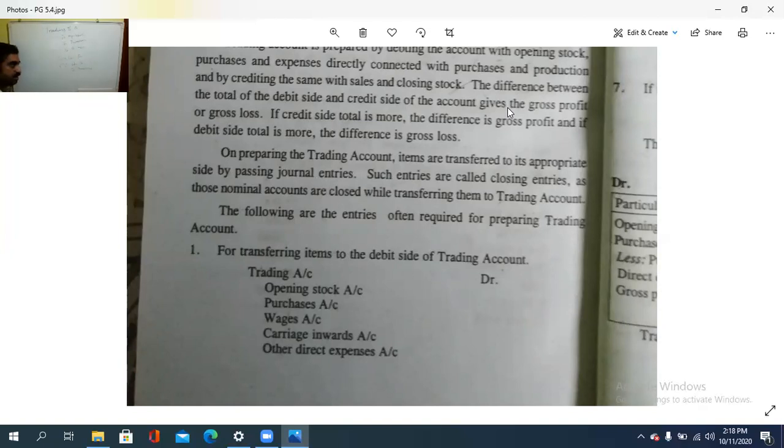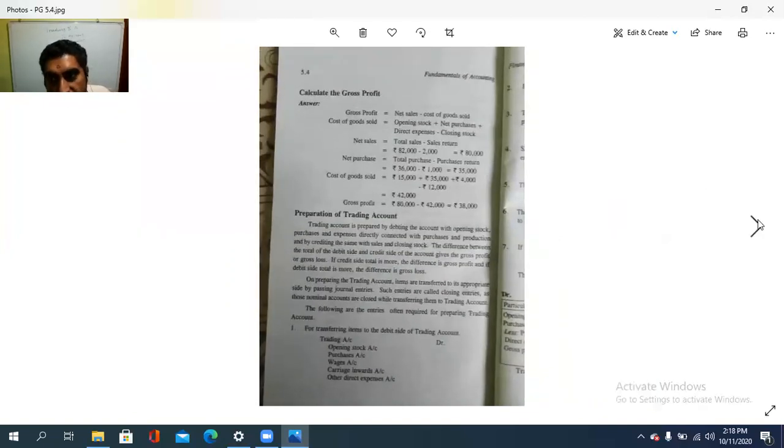And finally, if there is any gross profit, meaning the credit side total is high, there should be a balance in the debit side, that is gross profit. So trading account debit to gross profit. In case of gross loss, gross loss account debit to trading account. That is the treatment for preparing the trading account.